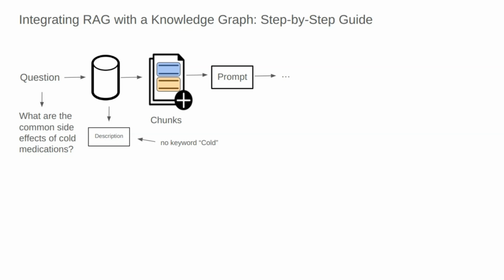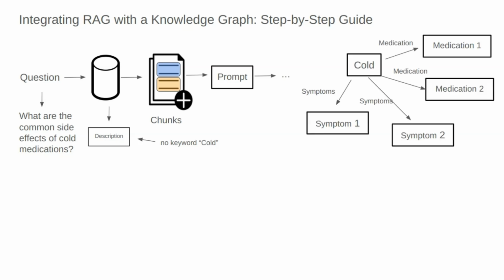Conversely, if we already know that cold medicine is a common treatment for colds, we could use this knowledge to locate the relevant chunks. So, where do these relationships come from? The answer is the knowledge graph. Let's explore how a knowledge graph can solve such problems. First, we define a simple graph. Here, each node represents an entity, and the arrows indicate relationships. For instance, medication 1 and medication 2 can treat colds, and colds themselves have certain symptoms.